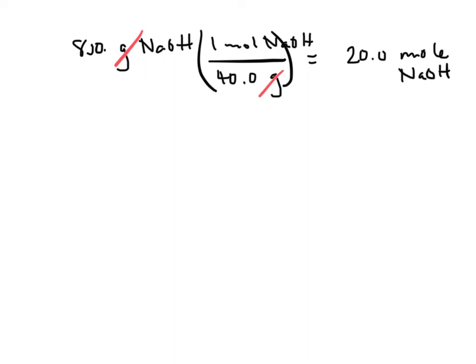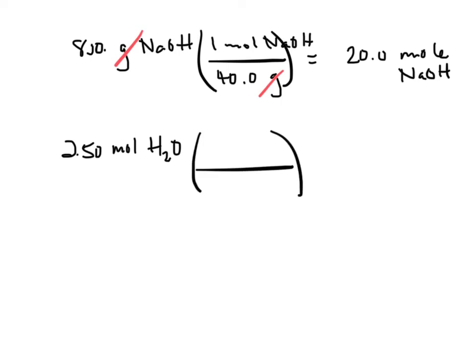Let's say I started with 2.50 moles of water, and we wanted to turn that to grams. My conversion factor now has 1 mole on the denominator and the molar mass of water, 18.0 grams, in the numerator. We are canceling moles. And let's see, 2.5 times 18 is 45.0 grams of H2O. So in this case, we're using the molar mass.